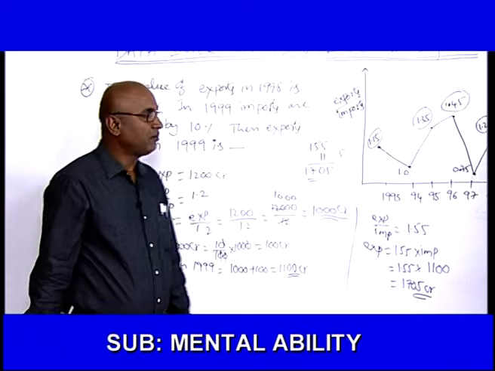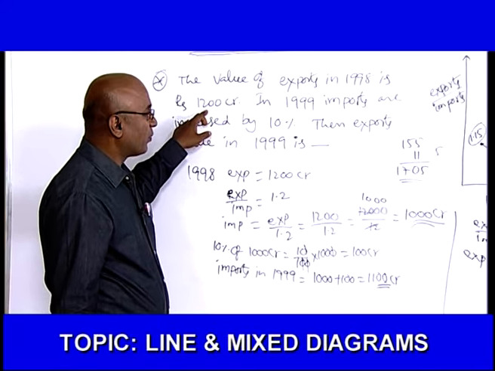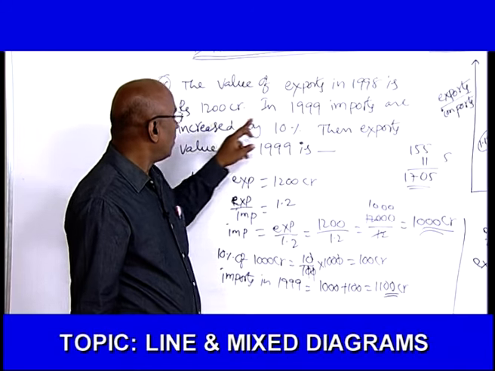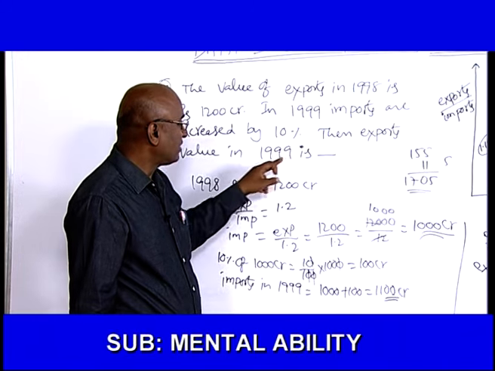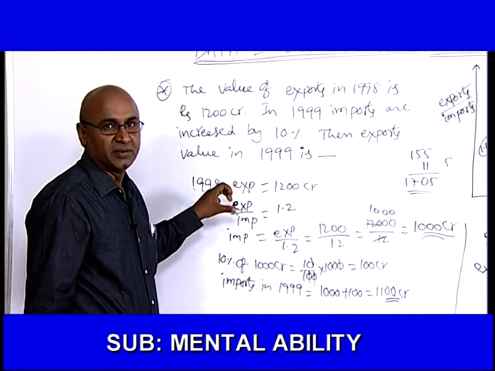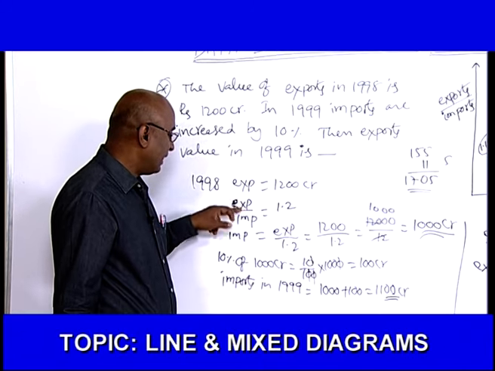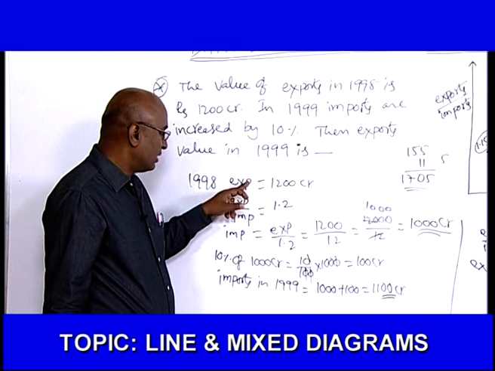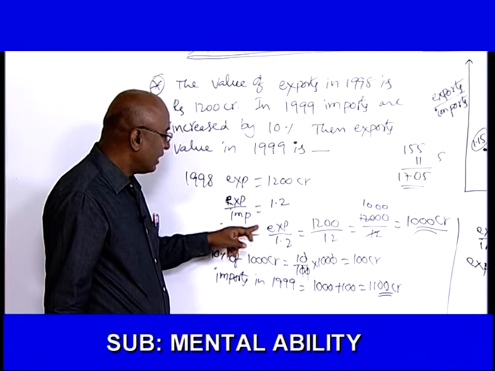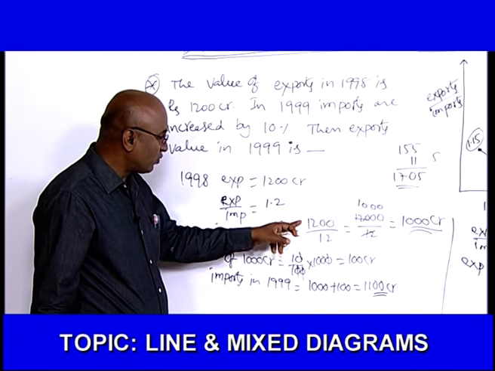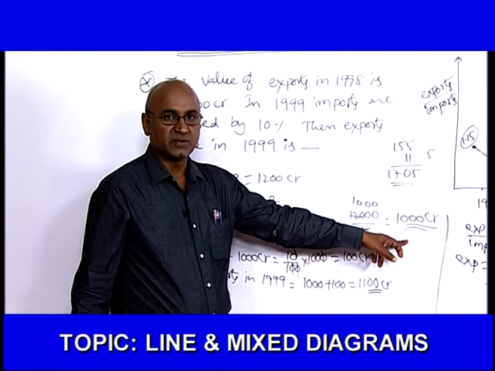Again we will see the problem. 1998లో ఎక్స్పోర్ట్స్ విలువ 1200 కోట్ల రూపాయలు. 1999లో ఇంపోర్ట్స్ విలువలో పెరుగుదల శాతం వచ్చి 10%. అయినా 1999లో ఎక్స్పోర్ట్స్ ఎంత అన్నాడు. మనకి ఇచ్చినటువంటి రిలేషన్ ఎక్స్పోర్ట్స్ బై ఇంపోర్ట్స్. 1998లో ఎక్స్పోర్ట్స్ బై ఇంపోర్ట్స్ ఈజ్ ఈక్వల్ టు 1.2. నౌ ఇంపోర్ట్స్ ఈజ్ ఈక్వల్ టు ఎక్స్పోర్ట్స్ బై 1.2, దట్ ఈజ్ ఈక్వల్ టు 1200 by 1.2, దట్ ఈజ్ ఈక్వల్ టు 1000 CR రూపీస్, 1000 crores.